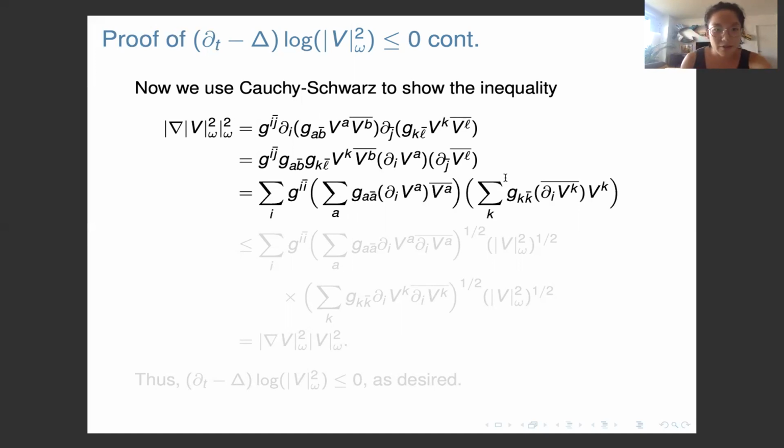Now I'm going to rewrite this again with the summation signs to make the next step of Cauchy-Schwarzing more apparent. Oh, and I'm also going to use the fact that the metric is diagonal. It's in fact Kronecker delta, but I'm just going to use the fact that it's diagonal to expand it this way. So i and j have to be equal, a and b have to be equal, and k and l have to be equal. And so that's what we have here.